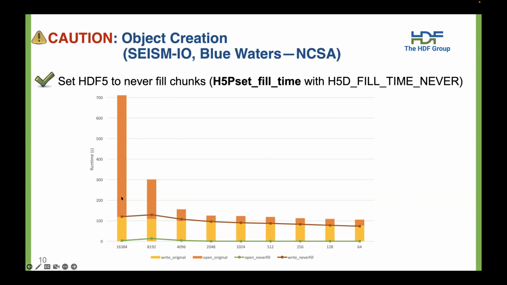The bars are what it was with those fill values written, and the dotted lines are with those fill values turned off. So what we recommend, unless you need to know which values you haven't written yet, which is usually on the experimental side where they have sensors and might not have received a value and want to know that, is to just always set the fill time to never. You'll see that in all the demo programs: one of the optimizations is to always set that to never.